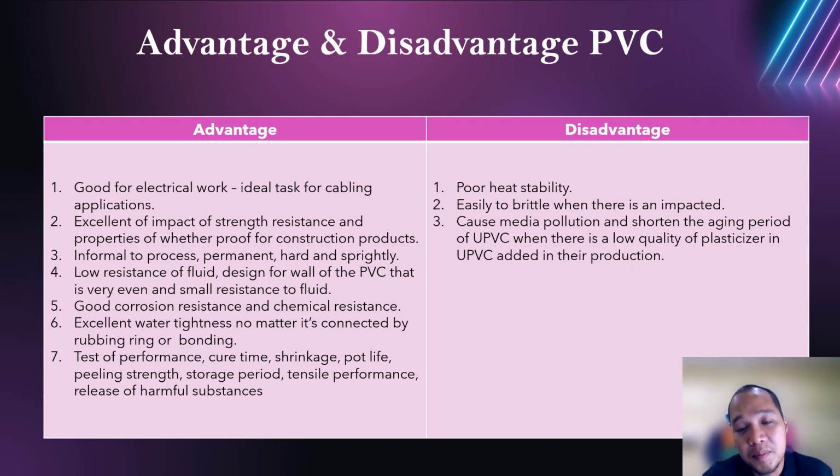So for the PVC disadvantages, we can see poor heat stability, it easily becomes brittle when there is an impact, it causes media pollution, and it shortens the aging period of UPVC when low quality plastic is added to the UPVC in the production.